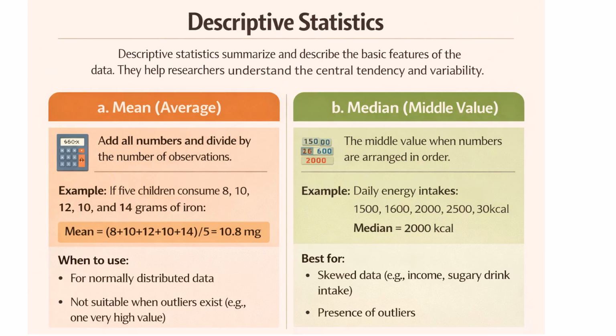For mean, you add all the numbers and divide by the number of observations. For example, when you want to find the mean of the consumption of iron in grams for 5 children, and you have your figures as 8, 10, 12, 10, and 14, you sum up all together and you divide by the number of observations, which is 5.